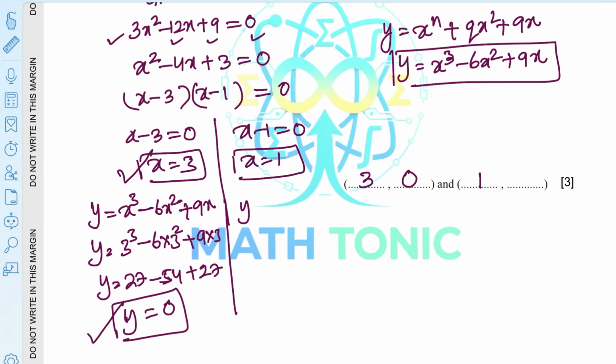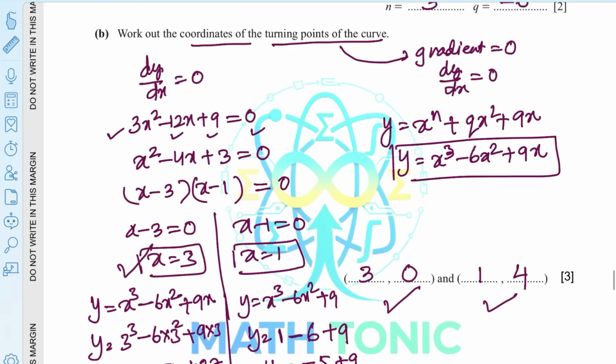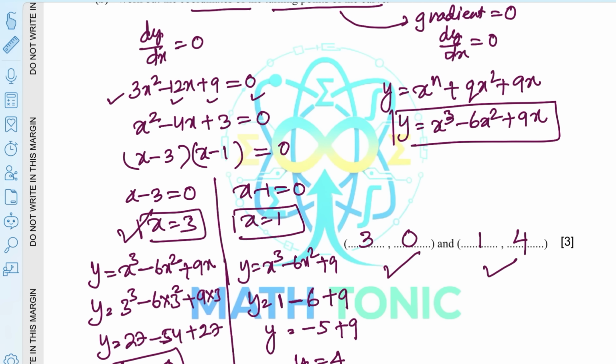So here y equals x cubed again minus 6x squared plus 9x. So put 1 here. So 1 cubed is 1, 1 squared is 1, this is plus 9. So y equals minus 5 plus 9, and we can say y equals 4. So we can say 1 and 4. So 3 and 0, and 1 and 4. Is it okay? You can check this. 3 and 0 and 1 and 4. Okay.